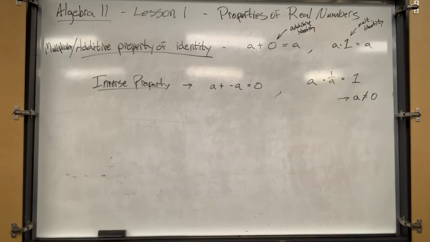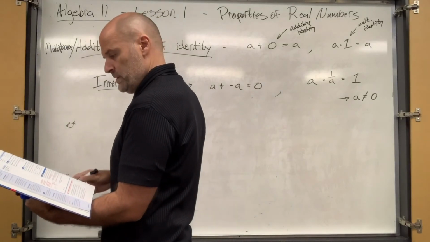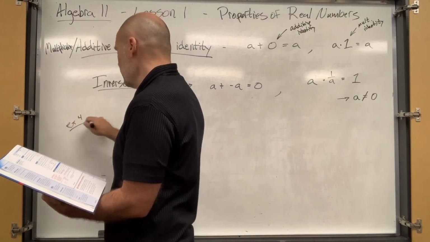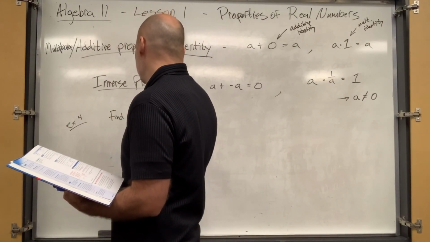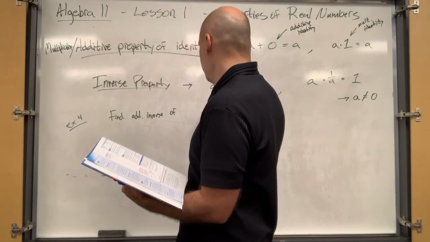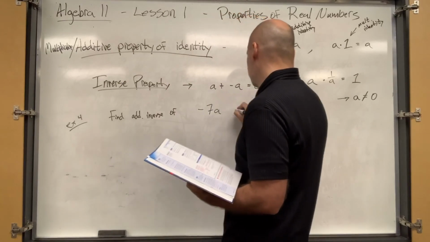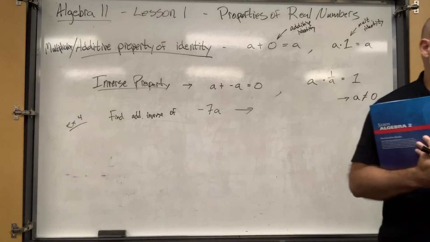Good? All right. So here are some examples. And this is the end of lesson 1, so we'll move on to lesson 2 after this. Here's example 4. I want you to find the additive inverse of negative 7a. What is the additive inverse of negative 7a? It's 7a. Don't overthink it.